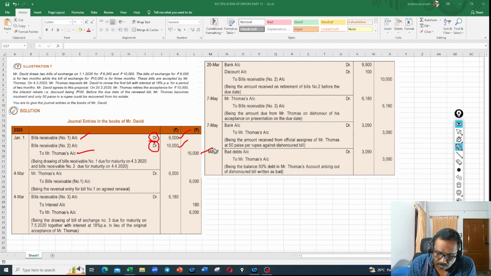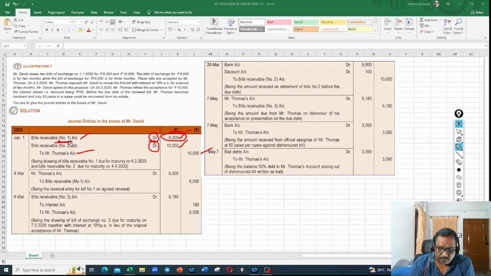First bill is drawn for how much? 6,000. First bill is drawn for number one bill. See here. Number one bill is drawn for 6,000 rupees. So he is asking us to renew this bill. The minute he says you renew the bill, what does it mean? He is not in a position to pay. If he is not in a position to pay the first bill, we have to write a dishonor entry.